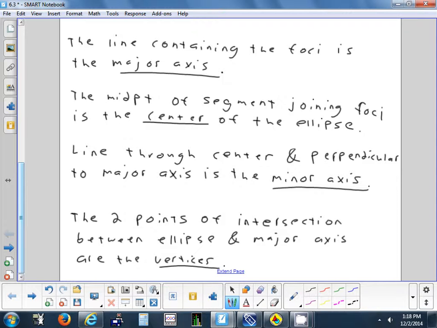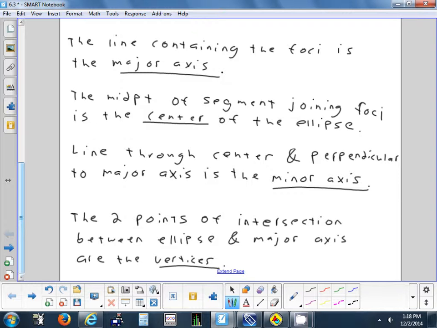Okay, any questions on those terms? Major axis, minor axis, foci, center, vertices. The line containing the what? The first one, the line containing the foci, that's the major axis. Foci, F-O-C-I. It's the plural of focus.